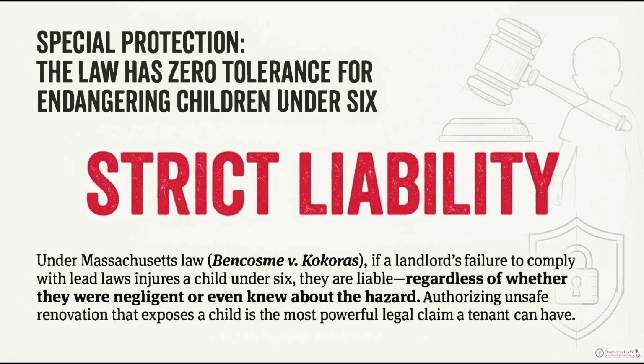The court basically said that for lead poisoning injuries to a child under 6, the landlord is strictly liable. Strictly liable. What does that mean in simple terms? It means you don't have to prove the landlord was negligent or knew how dangerous it was. The simple fact that they failed to follow the safety laws and a child got hurt as a result, that's enough. The failure is the proof.